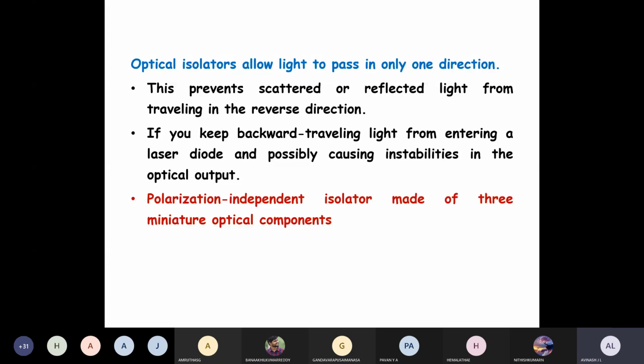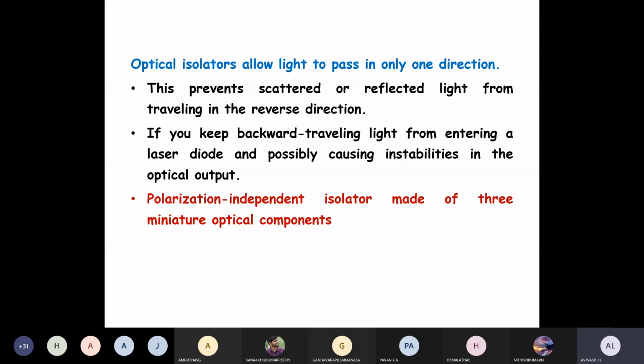If you allow backward traveling light to enter a laser diode, it can possibly cause instabilities in the optical output. So what happens if the wave is reflecting back? It will happen like, backward traveling light entering a laser diode, possibly causing instabilities in the optical output.